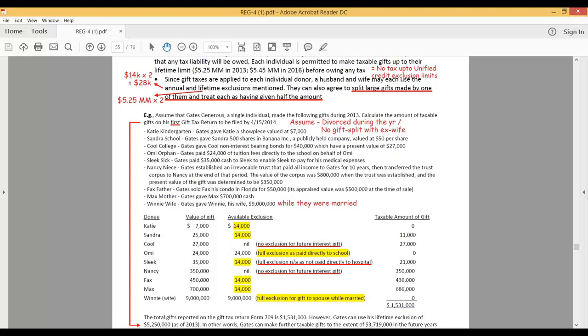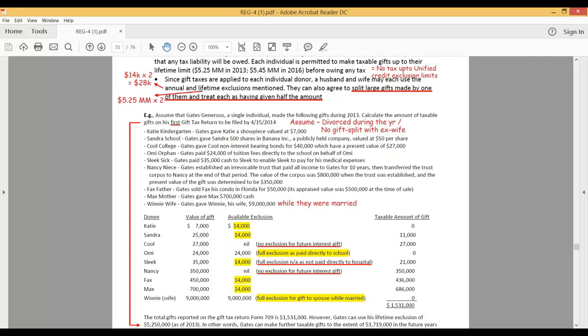The value of the corpus was $800,000 when the trust was established, and the present value of the gift was determined to be $350,000. To Mac's father, he sells his condo in Florida for $50,000, whereas its appraised value is $500,000. And then to Mac's mother, he gives $700,000 of cash, and to his wife, he gives $9 million while they were married. So let's see, how much of it would be taxable gross gift to him.